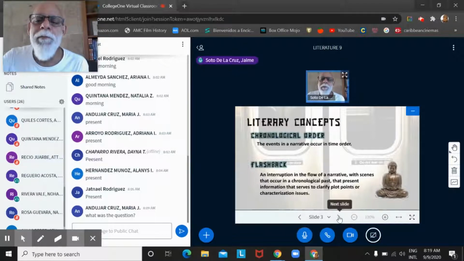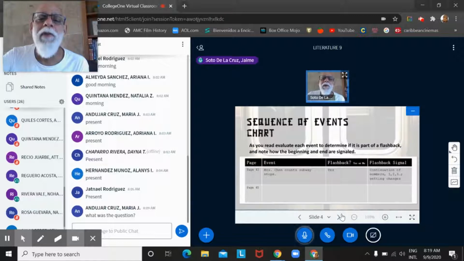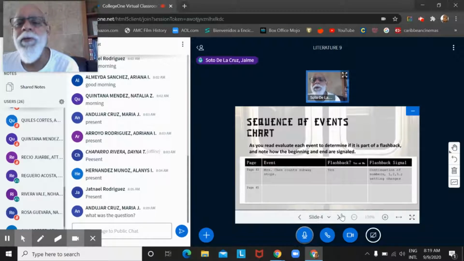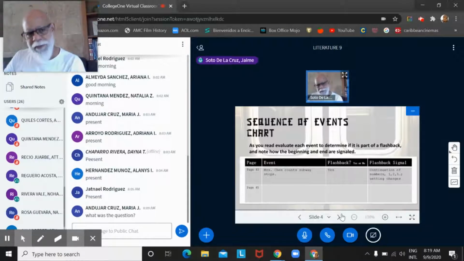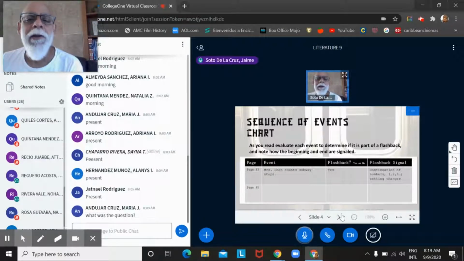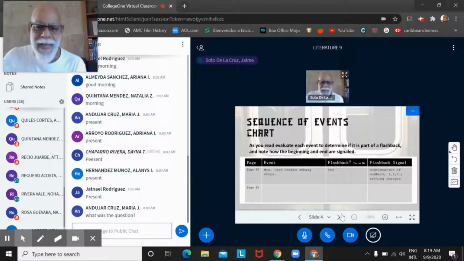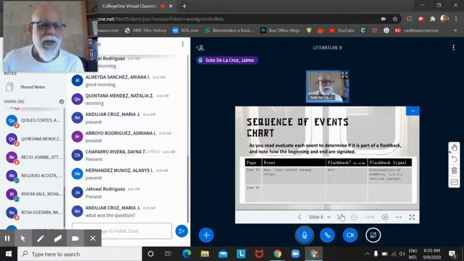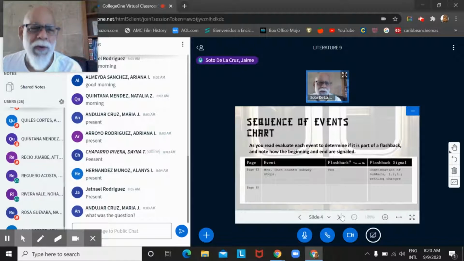Something else that you will be dealing with in the story is a sequence of events chart like this one that you're supposed to be working on while you read. Not after, not before, but during your reading, as you're reading the story, you're supposed to have that chart next to you. And you're going to take notes of the flashbacks as per the chart that you're seeing there. You're just going to do it one time because you already have one example there of how it is supposed to be done.